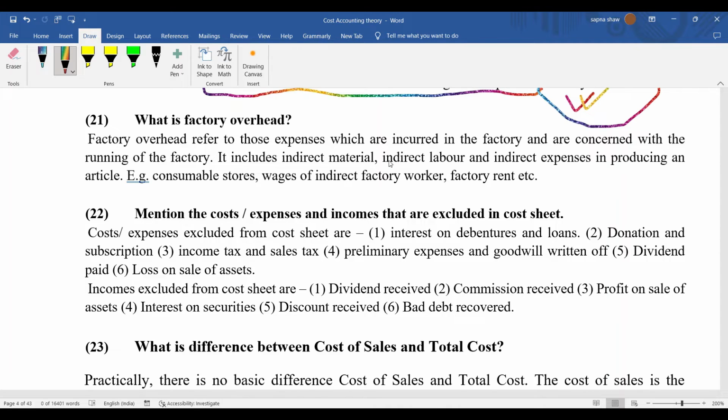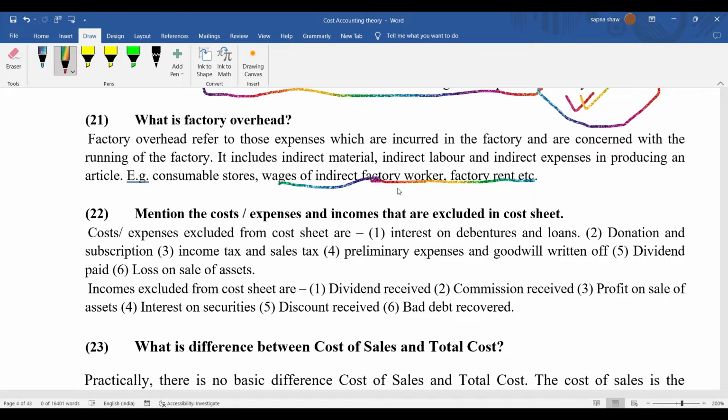If it is incurred on the office, it is office overhead, but both of them are indirect expenses. Here you can see wages of indirect factory worker and factory rent. These are examples of factory overhead.